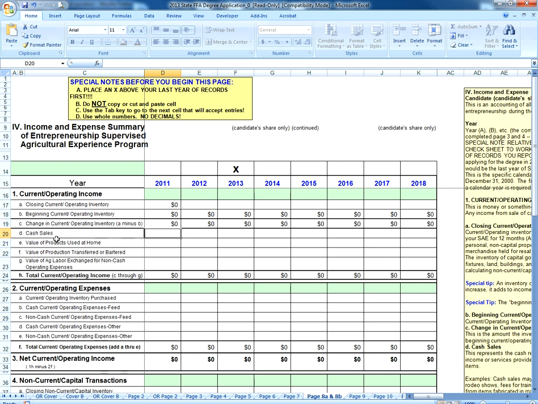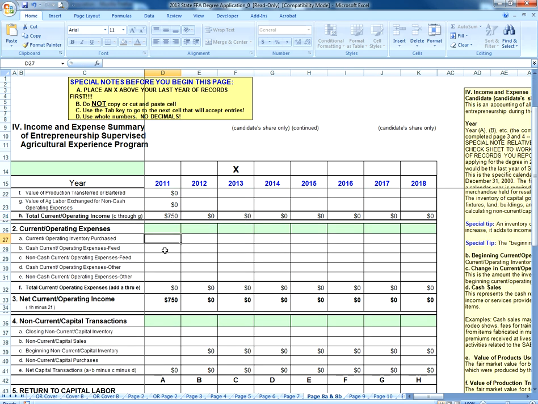Going down, 2011, cash sales. This is the income section of your record book. What cash sales did you have? Well, we said we had a market hog. Let's say we sold that hog at a fair, and the total income for cash sales was $750. We look at these other categories. If we didn't have anything there, we will put in zeros.